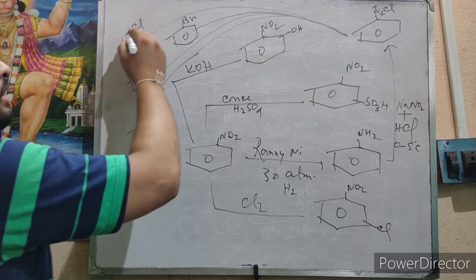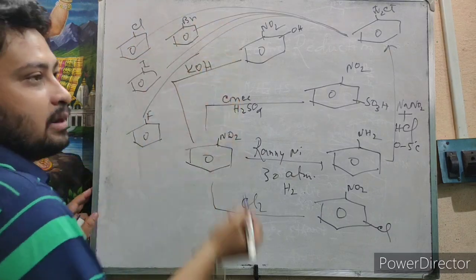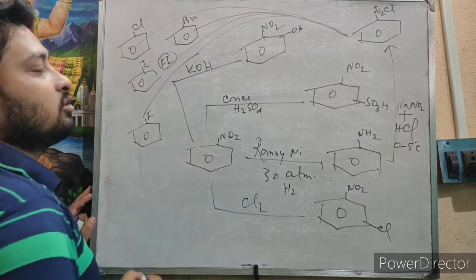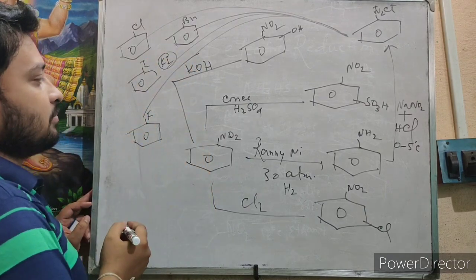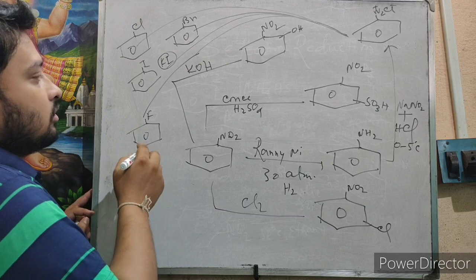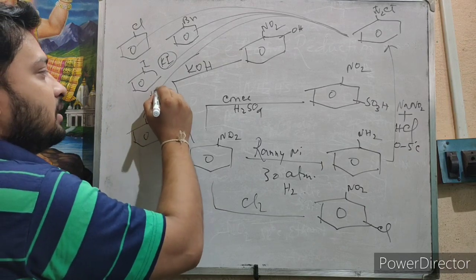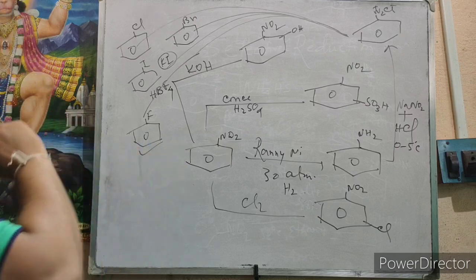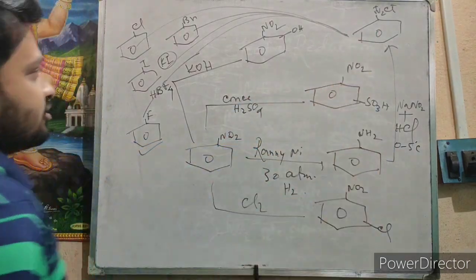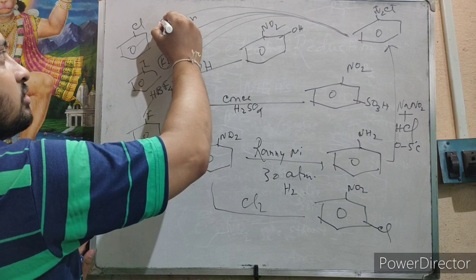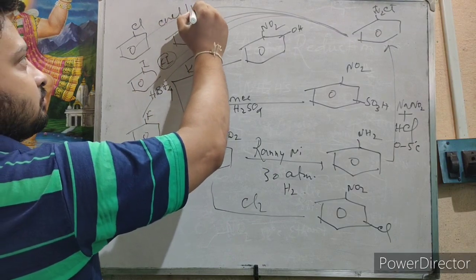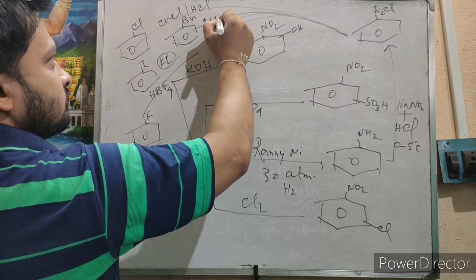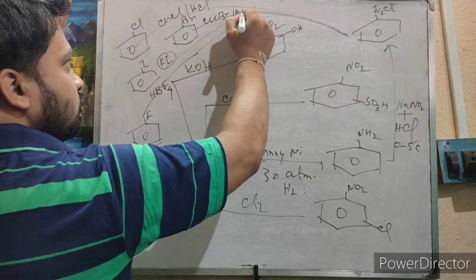If you want Cl, the Sandmeyer reaction occurs. If you want to use KI, iodobenzene is given. If you give HBF4, the product will be fluorobenzene from this benzene diazonium chloride. You can use CuCl and HCl. You may use CuBr and HBr.